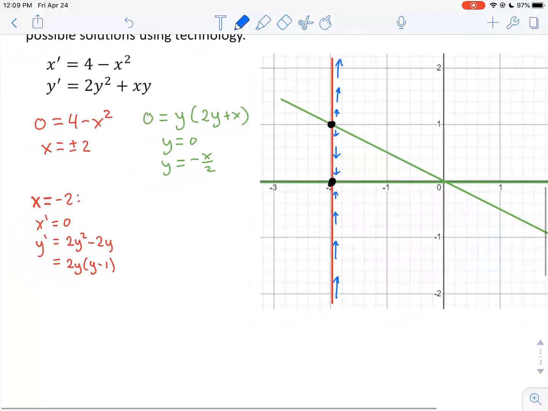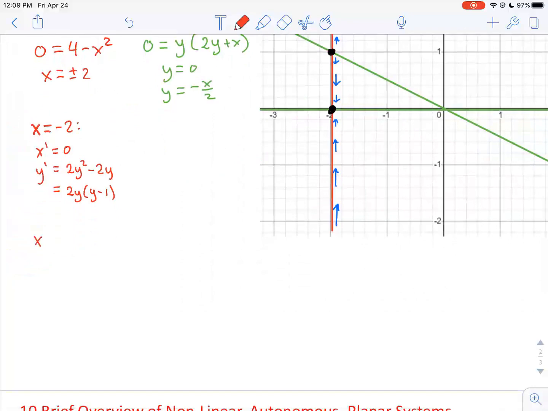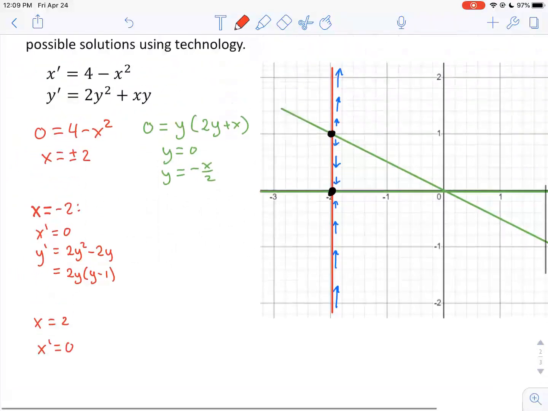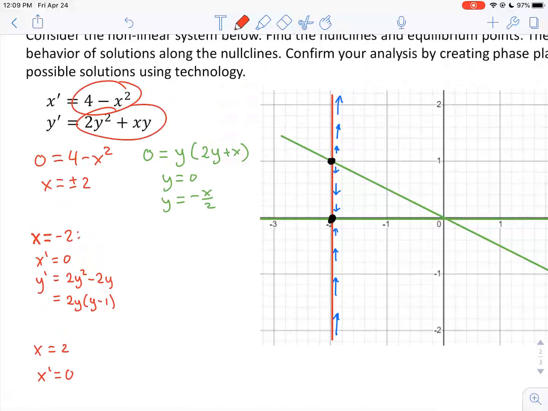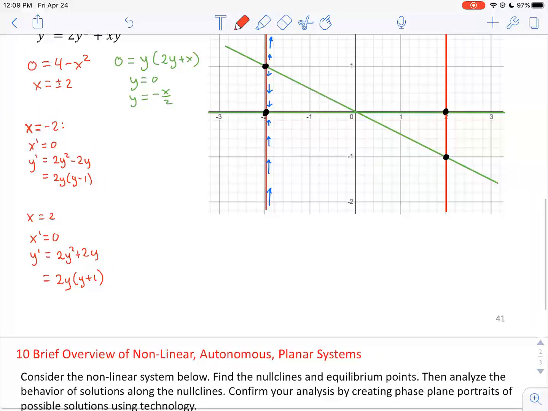And let's do the other vertical line. X equals 2. Okay, so this is part of our x nullcline, so we do expect x prime to be 0, which is true, right? Just plug in 2 up here. Plug 2 into this statement, you get 2y squared plus 2y for y prime. Factor out a 2y. Okay. So revealing two different equilibriums along that, 0, -1, which we already knew, right? Y equals 0, y equals -1 are equilibriums.